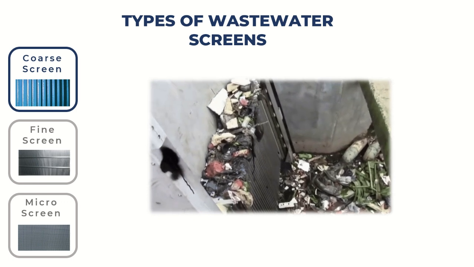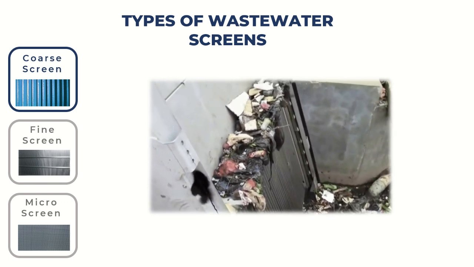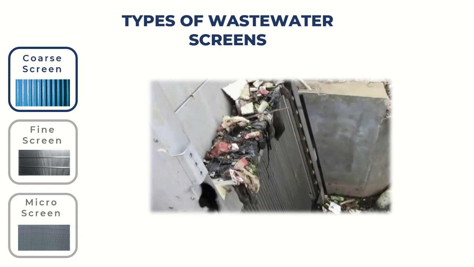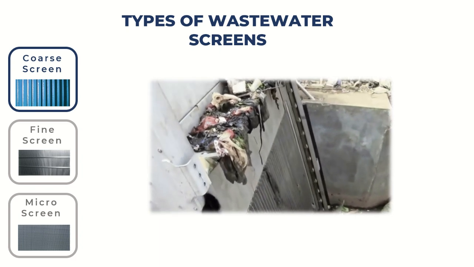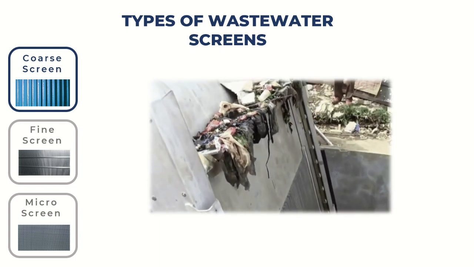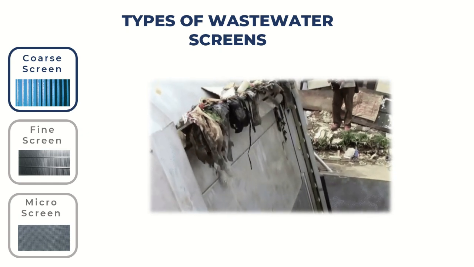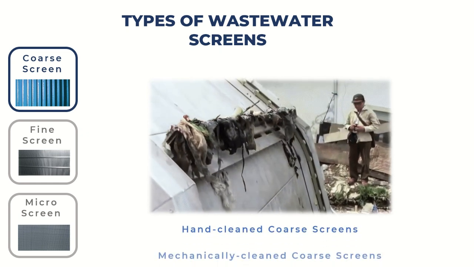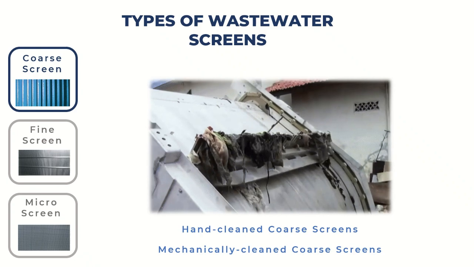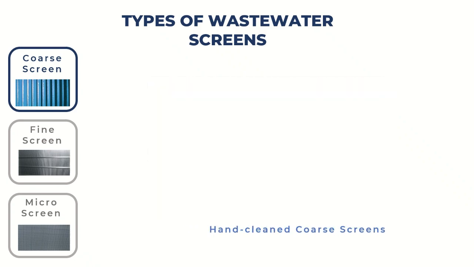These coarse wastewater screens comprise numerous bars, wires, or rods that are placed parallelly. It is often referred to as a bar rack. The coarse screening method can also be classified into two types: hand-cleaned coarse screens and mechanically cleaned coarse screens.